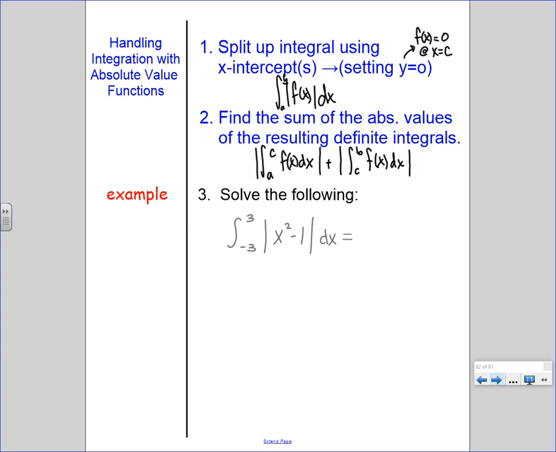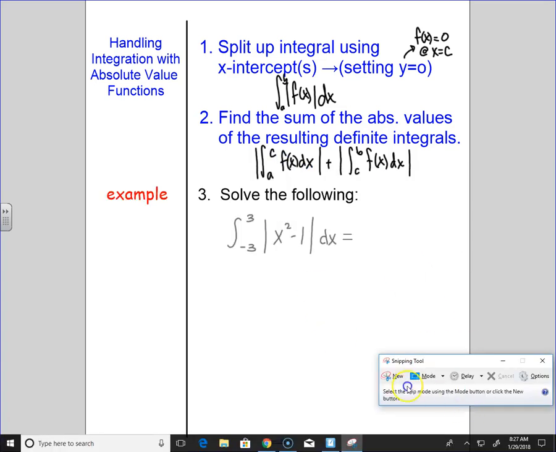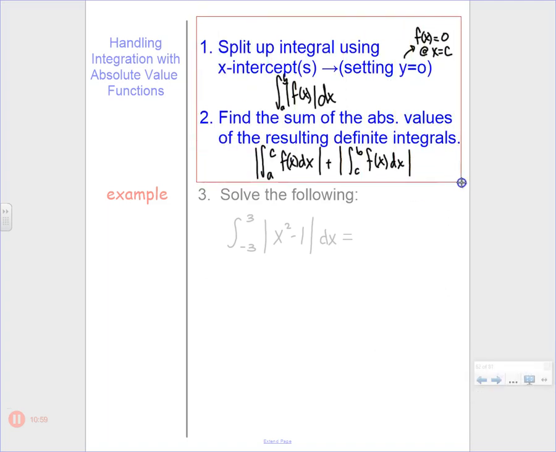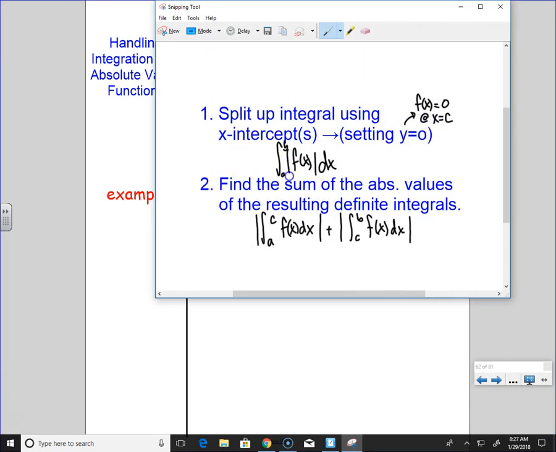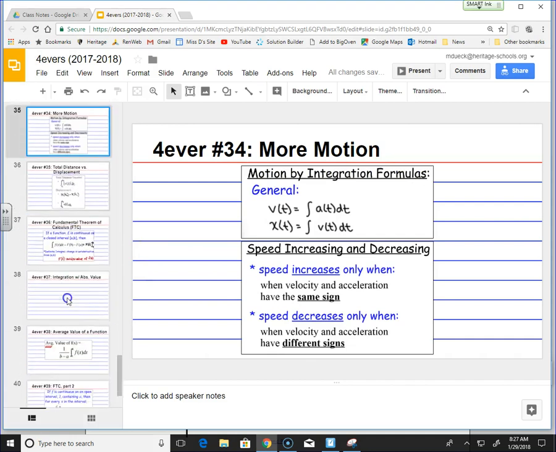So split up the integral using the x-intercept, setting y equal to 0, aka take the inside of the integrand, or I should say the inside of the integral called the integrand. Take the inside of the integral, set him equal to 0, see if there are any zeros in between the bounds. You don't have to worry about if it's outside of the bounds, only if it's in between the bounds.